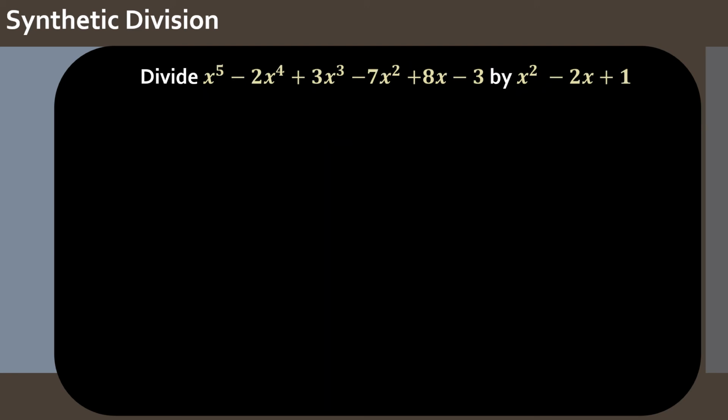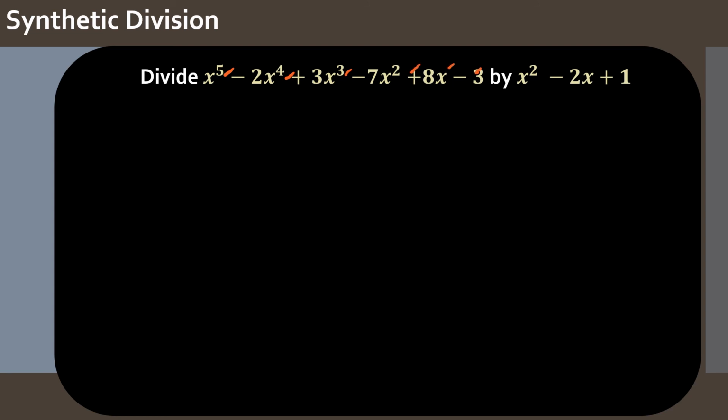Magbigay pa tayo ng panibagong example. We have x raised to 5 minus 2x raised to 4 plus 3x cubed minus 7x squared plus 8x minus 3 by x squared minus 2x plus 1. So, ganun pa rin ang proseso natin. Kailangan muna nating isulat ang coefficients at siguraduhin magkakasunod ang exponent.